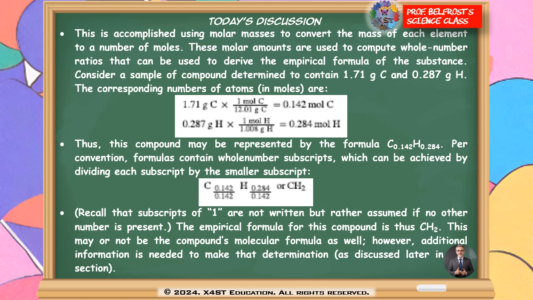So consider a sample of compound that contains 1.71 grams of carbon and 0.287 grams of hydrogen. Its corresponding number of atoms in moles is calculated as shown, which is 0.142 mole carbon and 0.284 mole hydrogen. Is it clear? I think it's clear enough. You just need to use the molar mass. Thus this compound may be represented by the formula C0.142H0.284. But by convention, the formula contains whole number subscripts, and this can be achieved by dividing each subscript by the smaller subscript. Here we obtain that this compound is instead CH2.